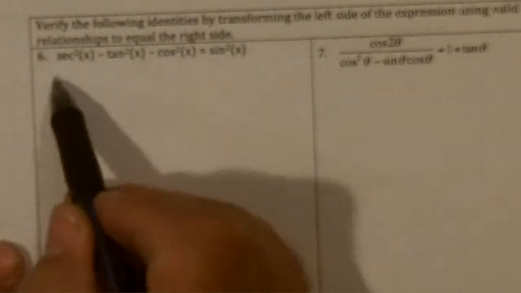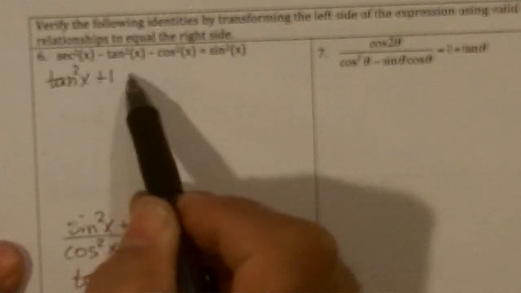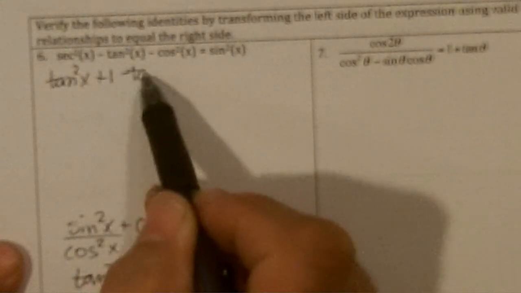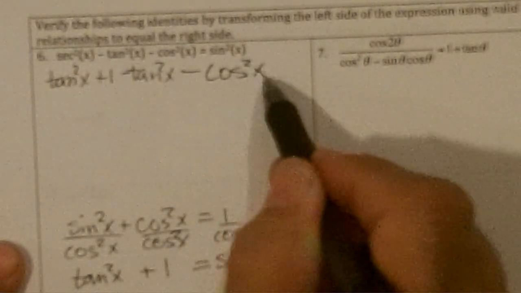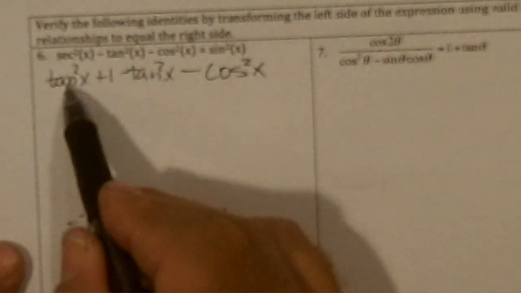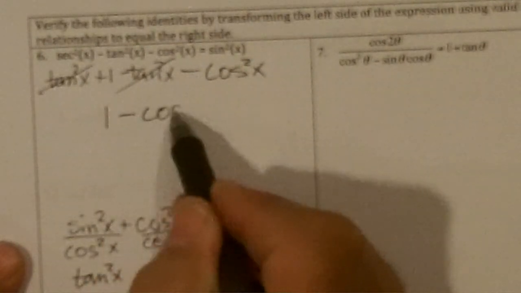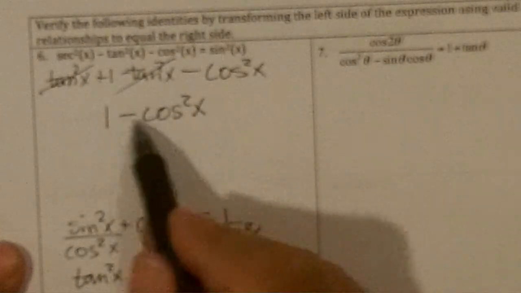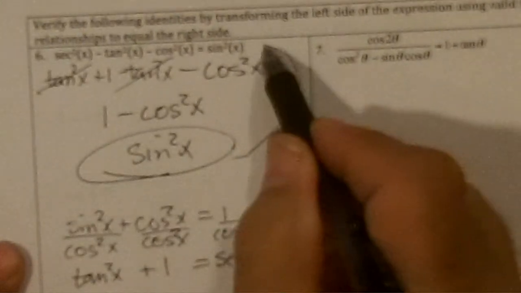So secant squared is tangent squared x plus 1. Then we have minus tangent squared x minus cosine squared x. Leave the other side alone. So we get tangent squared minus tangent squared. And we have 1 minus cosine squared x. And we should recognize that as sine squared x. And we're at what we needed it to be.